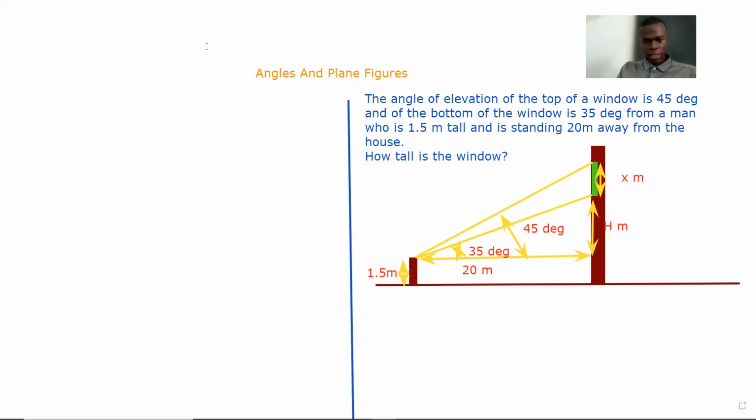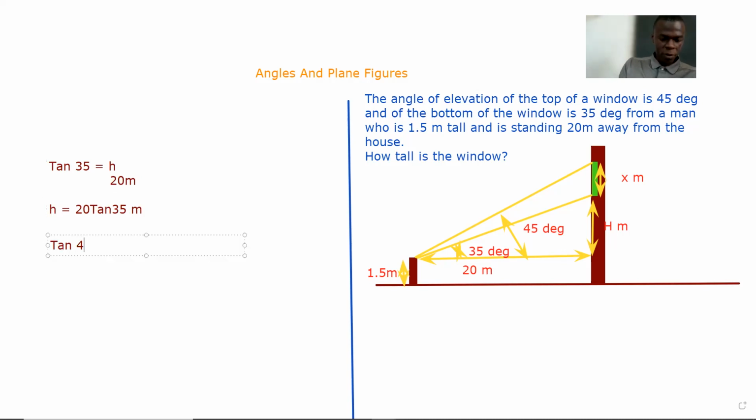At least one thing I do know is, when I'm working it out over here, let me use Nini, I can say that tan 35 equals opposite H over adjacent, which is 20 meters. So that will tell me that H is equivalent to 20 multiplied by tan 35, or 20 tan 35, and it's in meters.